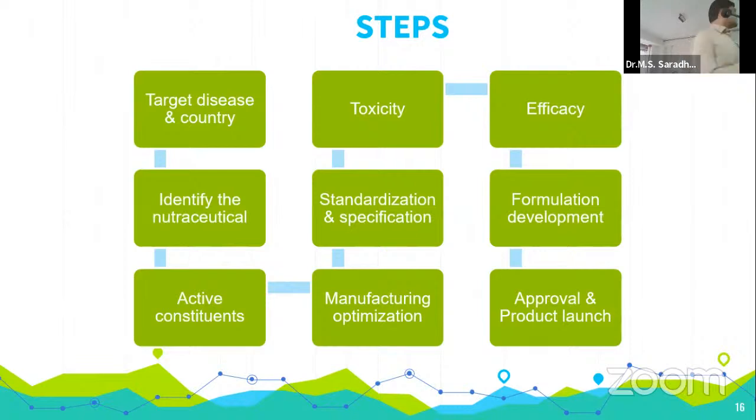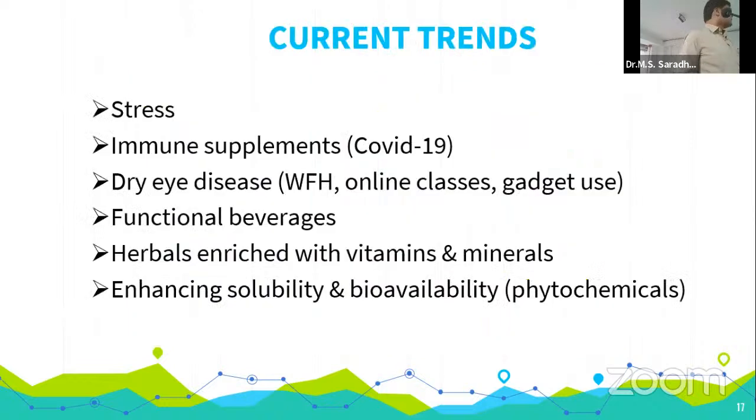These are the steps when you are developing a nutraceutical. This is the current trend: stress, anything for stress. In India, Ashwagandha, Withania somnifera, everyone knows it, has seen about a 300% increase in sales quantity.